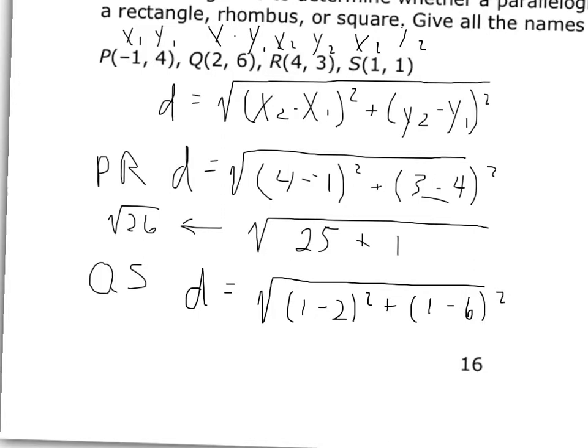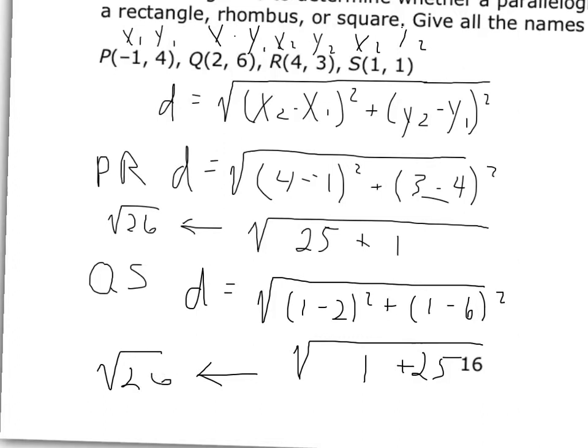Okay, so let's go ahead and reduce. In the first set of parentheses, 1 minus 2 is minus 1. So we have minus 1 times minus 1, and that is 1. And then we have 1 minus 6, which is negative 5, and negative 5 times negative 5 gives you 25. Then if you add those up, that gives you square root of 26.